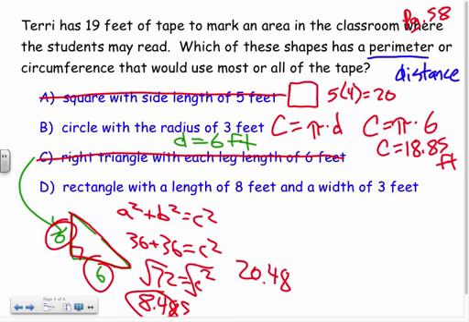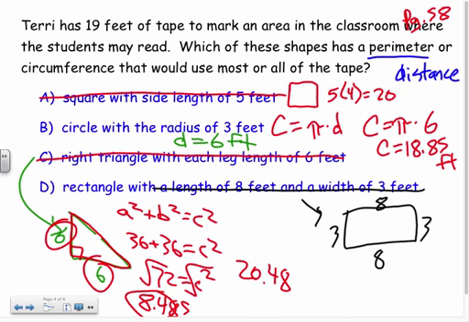A rectangle with a length of 8 feet and a width of 3 feet. So I come here, rectangle, 8 and 3. Well, those add up to 11. Add another 8 and another 3. That's 22. That's too much. So I know it's B. I know it's B. Okay, so it's just a matter of going through and finding the perimeter of each one.